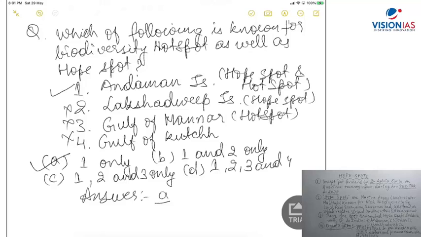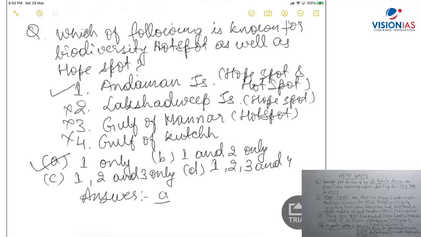Gulf of Kutch in Gujarat is neither hotspot. Gulf of Mannar comes into the Western Ghats and Sri Lanka hotspot. Right? Lakshadweep is only one hotspot, whereas both hotspots are in Andaman. So A is the answer. Correct? So this is the way you have to understand it. Answer is A only. Now let me come to the last part of the class, right?